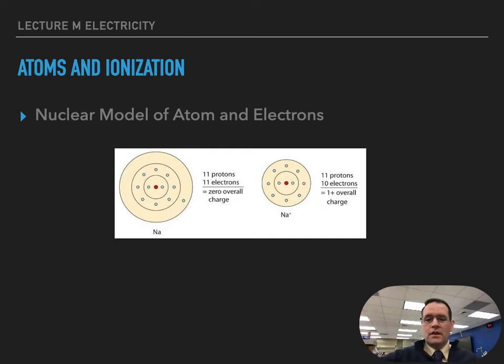Okay, let's look at this figure. Here we have a sodium atom. Sodium is capital N, small a. It's element number 11 or atomic number 11. So it has 11 protons and 11 electrons.